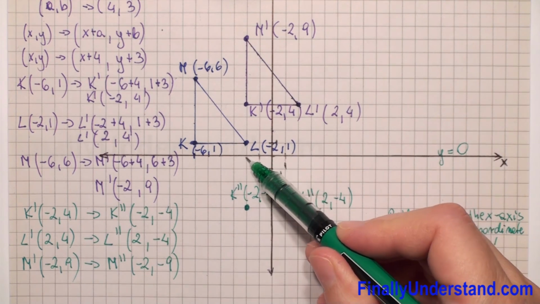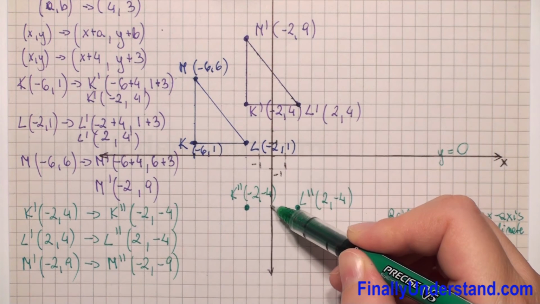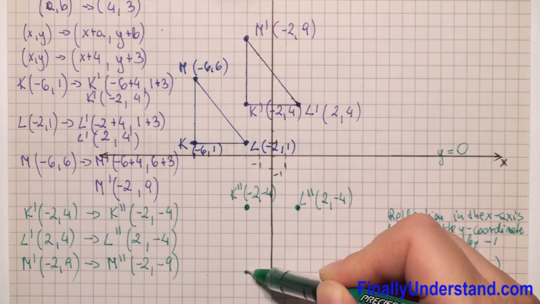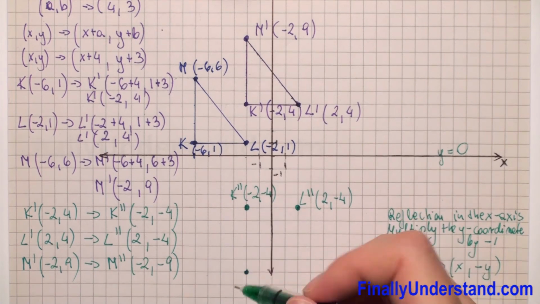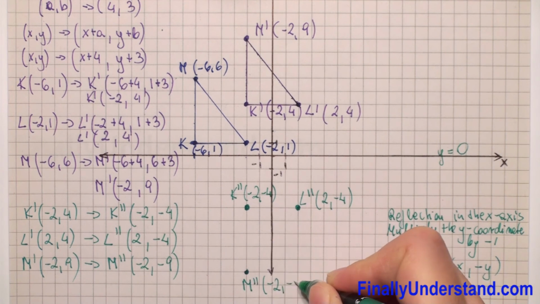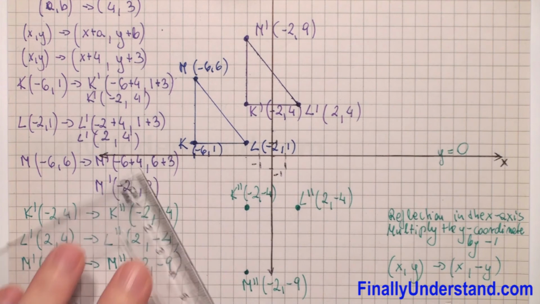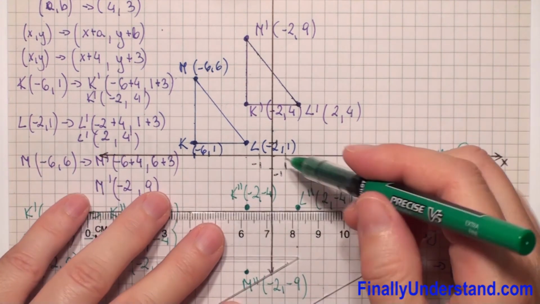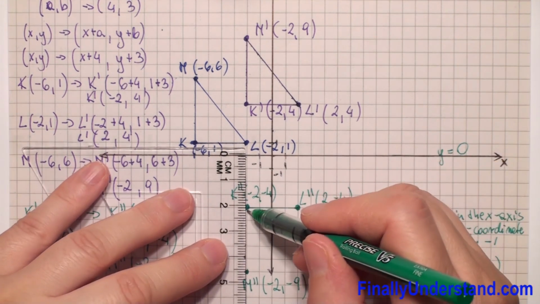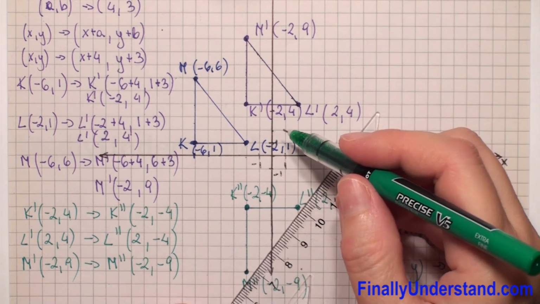So this is -2 on the x-axis, and 9 units down, 1, 2, 3, 4, 5, 6, 7, 8, 9. So this is our point M double prime, -2, -9. Now we have to connect these 3 points. And this is our triangle K double prime, L double prime, M double prime.